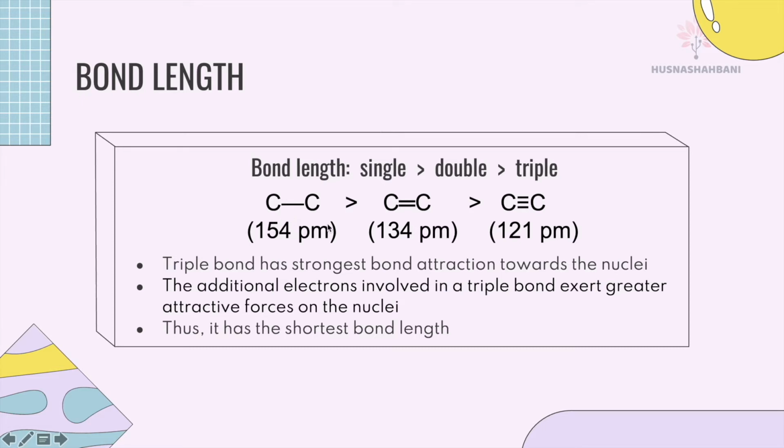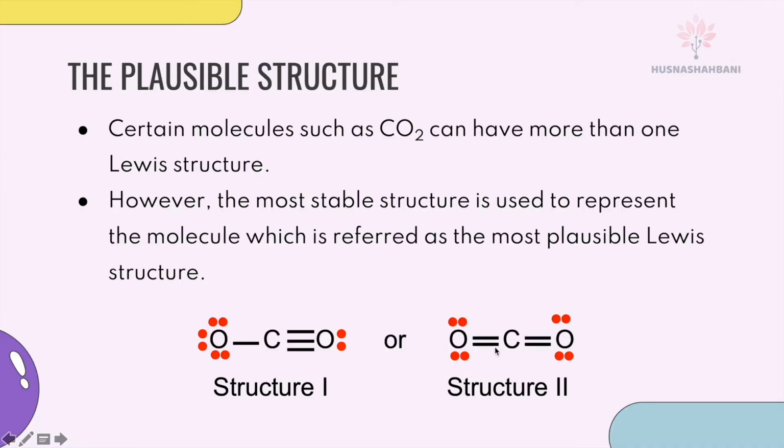If you look at the bond length of single, double, and triple, the single bond length is longer than double, is longer than triple bond. Triple bond has the strongest bond attraction towards the nuclei. This is because the additional electrons involved in triple bonds, meaning in a triple bond there are more electrons, exert greater attractive forces on the nuclei. Thus, it has the shortest bond length.